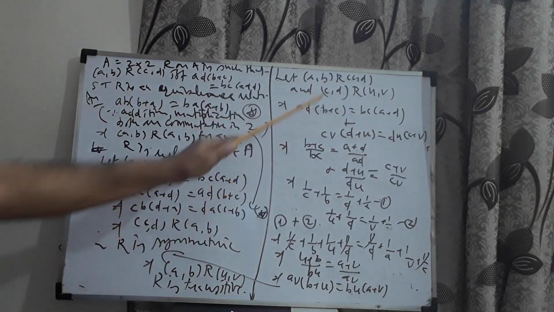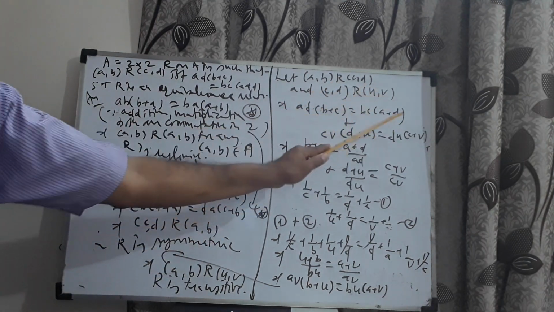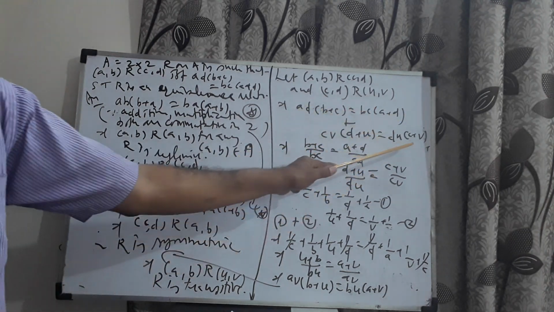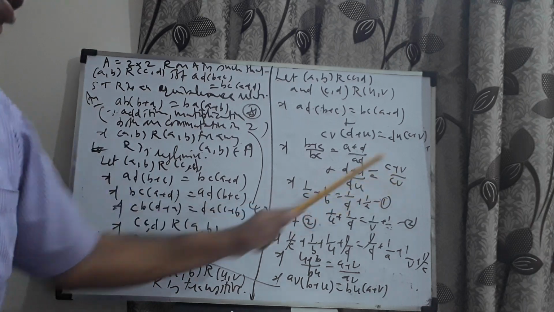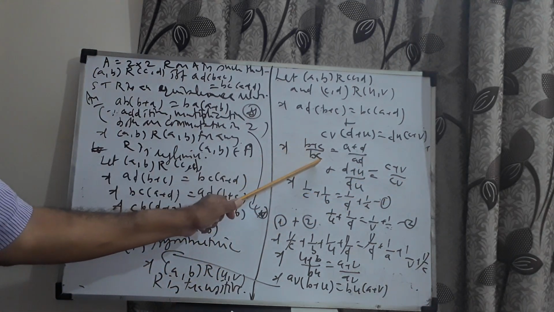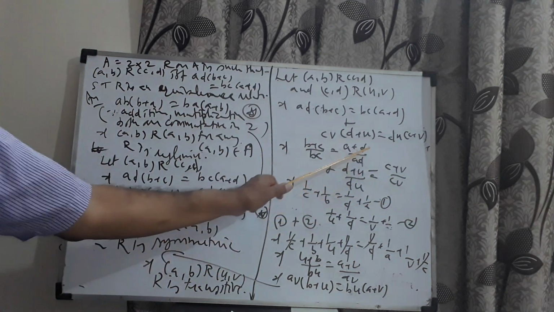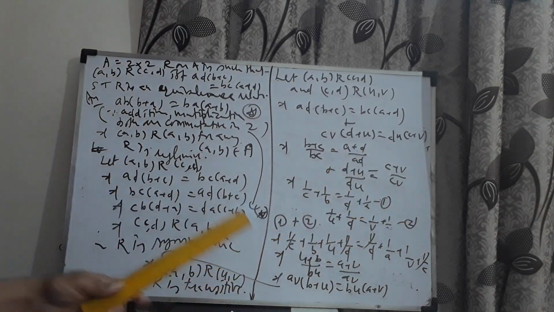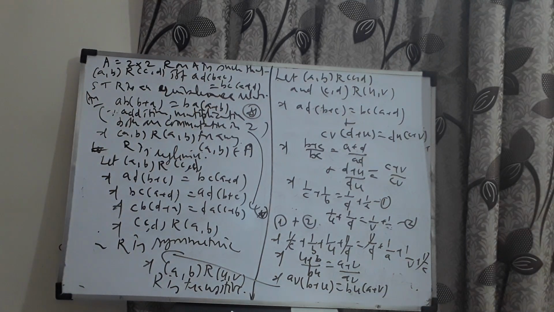Now here, this will imply AD into B plus C is equal to BC into A plus D. This will give you CV into D plus U is equal to DU into C plus V. Now bring this BC down, bring this AD down, bring this DU down, bring this CV down. Now dividing individually by BC, I'll get 1 by C plus 1 by B. Here 1 by D plus 1 by A. Here 1 by U plus 1 by D. So 1 by V plus 1 by C here. Sorry, I rubbed it off, but I didn't write again. This is 1 by C.